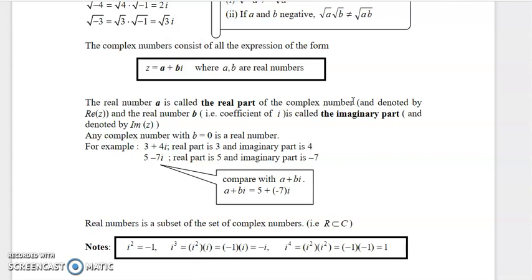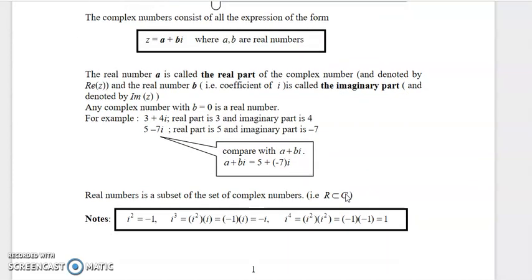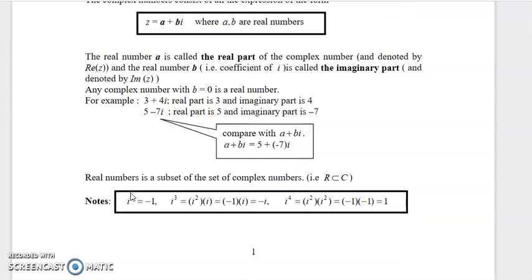So you can look over here. It is represented as Re Z, which is the real part of the complex number, and the real number B, which is the coefficient of i, is called the imaginary part, which we denote as Im. Im is the imaginary part of Z, the complex number. Re we define as the real part of the complex number. Okay, so I hope you are clear about this part. So these are some notes that you can see over here.